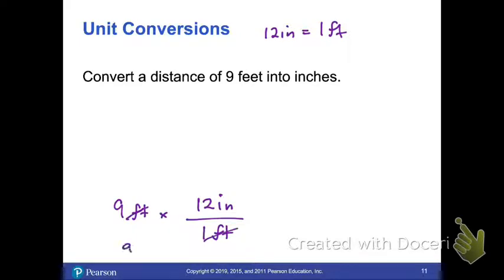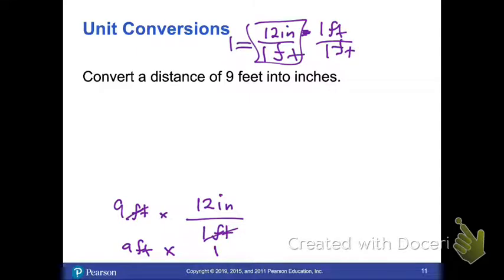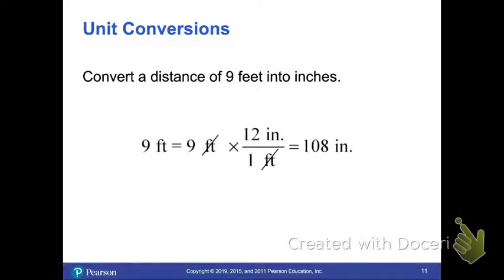Now keep in mind, this is the same thing as multiplying 9 feet times 1, because we know that since these are equal to each other, when I divide each side by 1 foot, this conversion factor actually equals 1. So it doesn't change my value. And so what do I have here? I'll do 9 times 12, which is 108. And again, we're converting to inches, so what should be left is inches. And we have inches. So here it is a lot cleaner than what I've written.